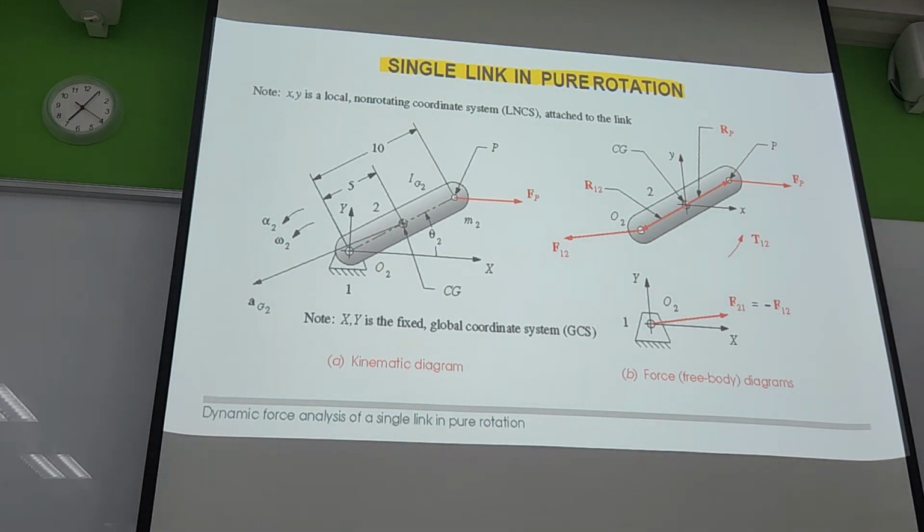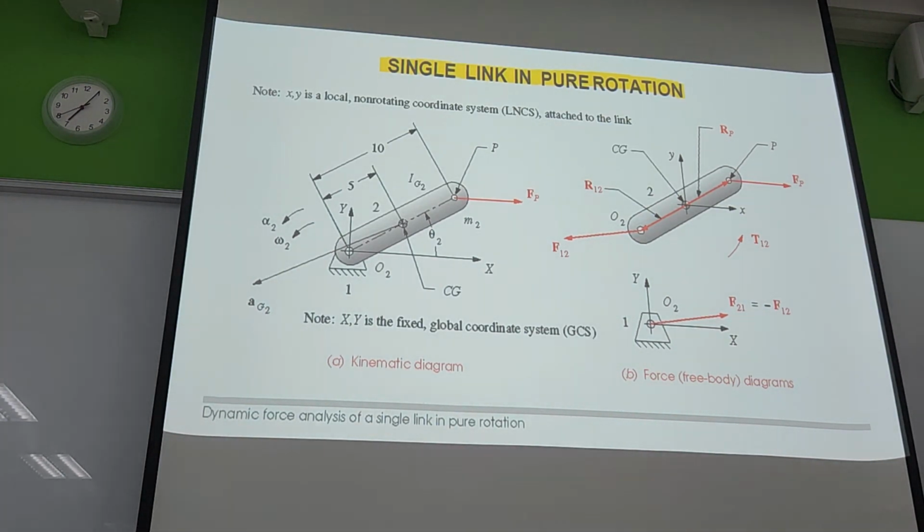What is S here? It is the distance from the origin to the centroid. The length of the link is 10, so S is nothing but 5, the distance to the centroid.